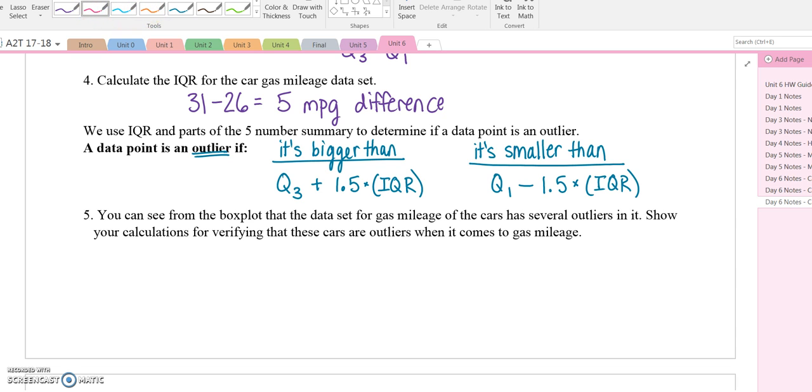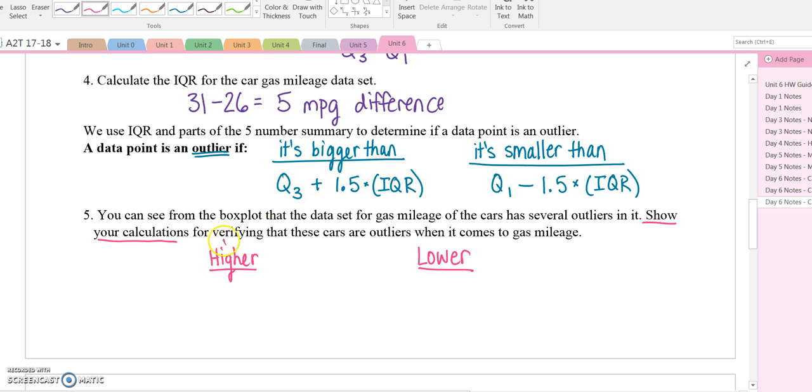Okay, number 5, it says you can see from the box plot that the data set for gas mileage of the cars have several outliers in it. Well, I'm going to show you exactly how you could see that on your calculator. But first, let's show our calculations for verifying that there are outliers. Alright, so I'm going to start with my higher end outliers, and then I'll do my lower end outliers and check to see if we have any.